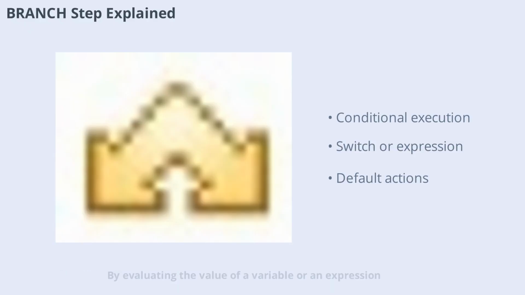Branch step enables conditional execution within your flow service. By evaluating the value of a variable or an expression, the branch step determines which child step to execute. This is particularly useful for handling different business scenarios, such as processing orders based on payment type. You can branch on switch values or expressions, and even specify default actions for unmatched cases. The branch step adds decision-making capabilities to your flow, making it adaptable and intelligent.